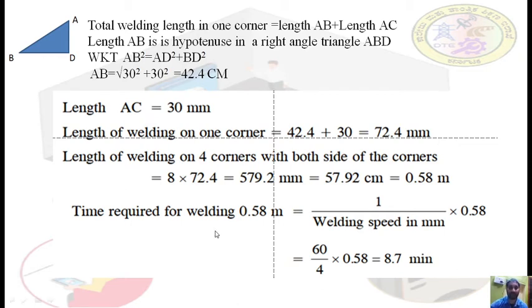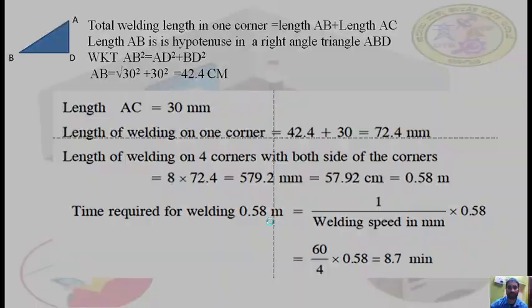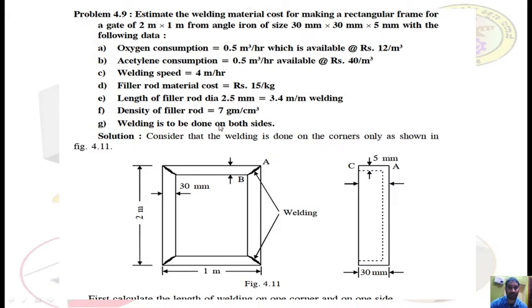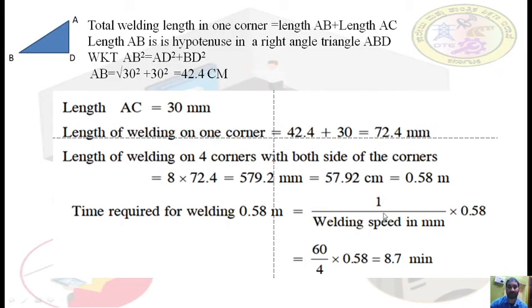So the time required for welding 0.58 meter: it is mentioned here that the welding speed is 4 meter per hour. That means in 1 hour we can weld 4 meter, but we need to weld less than 4 meter here, so we require less than 1 hour. How to calculate: 1 divided by 1 into 0.58 divided by welding speed, which you obtain by cross multiplication. We have discussed these things earlier. So 60 divided by 4 into 0.58 will give you 8.7 minutes.